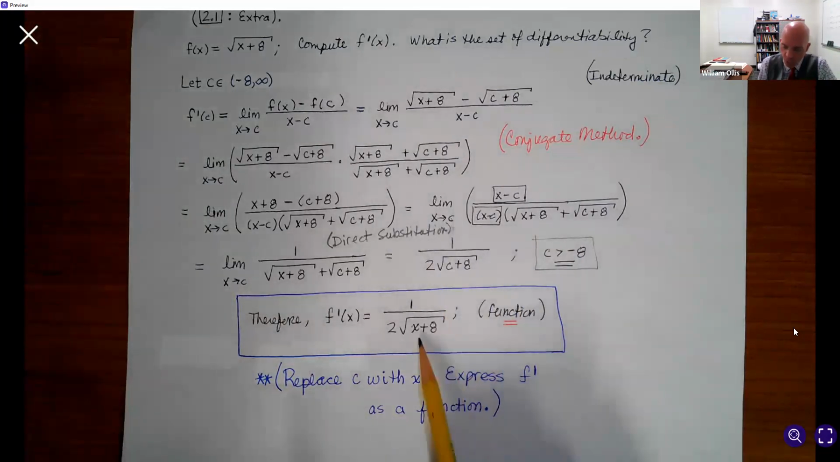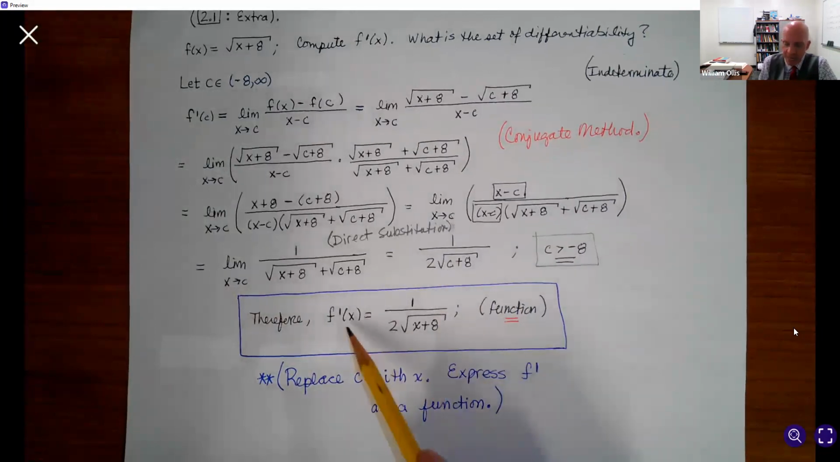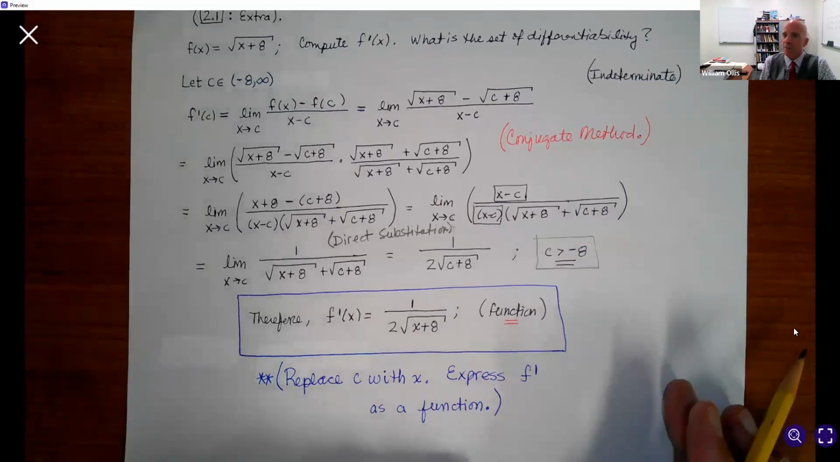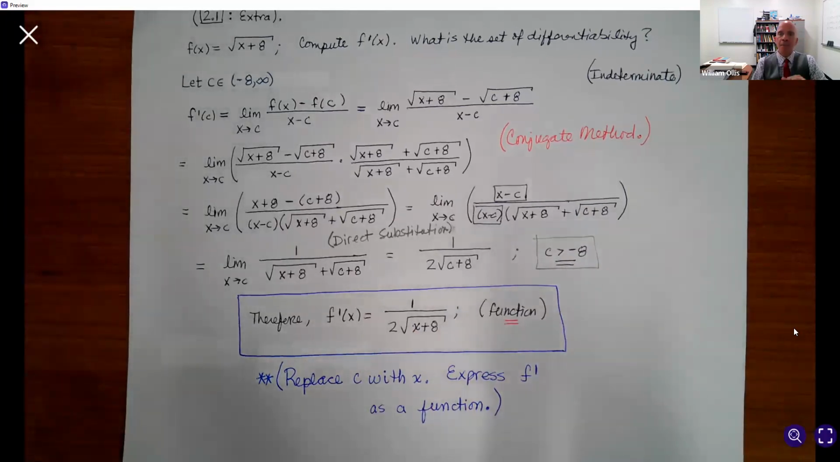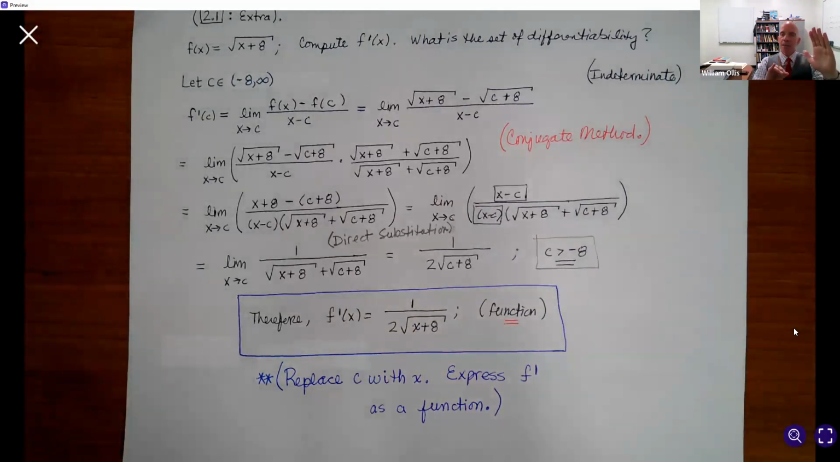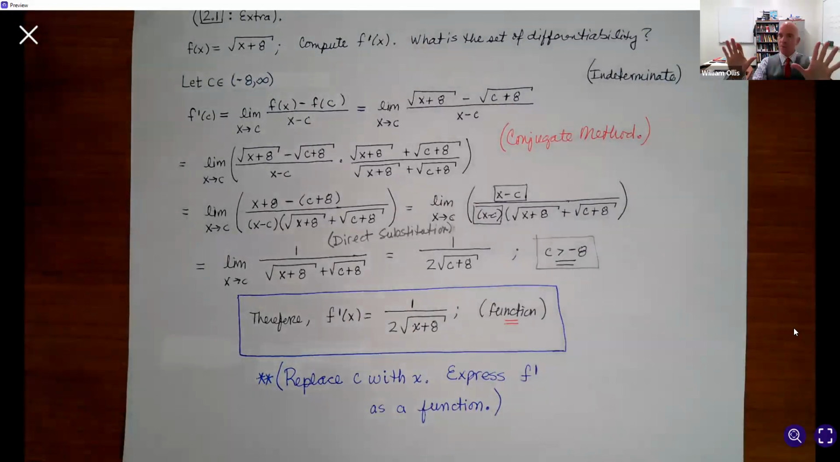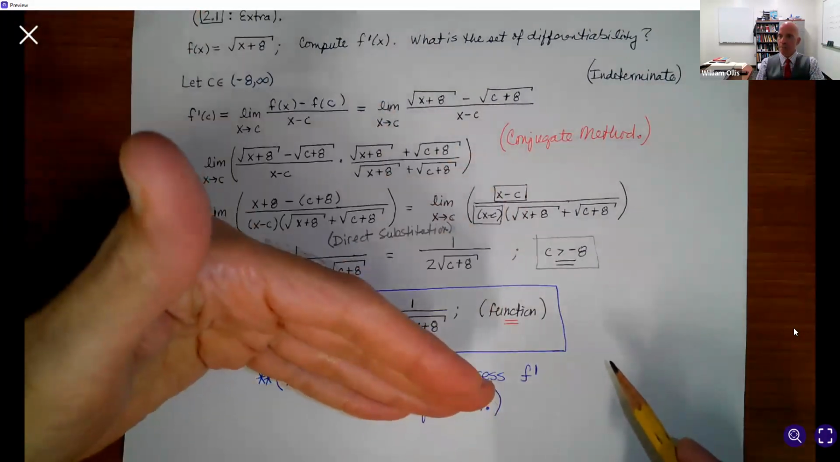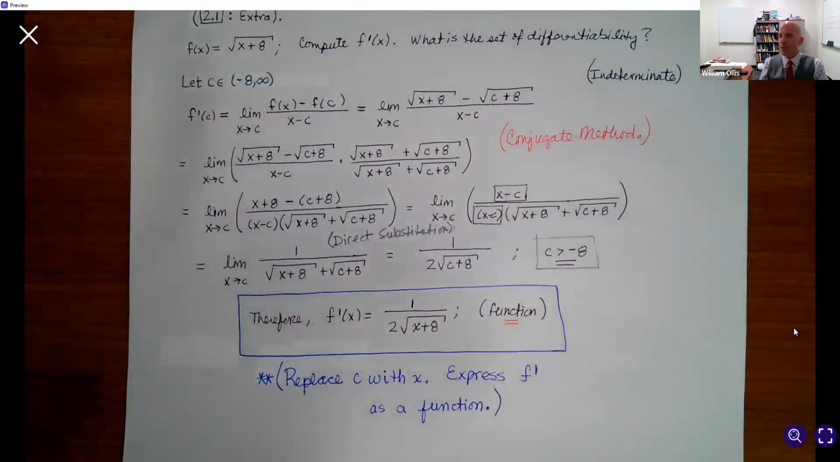So in order to write this as a function, we could just say, okay, switch out the c with x, and now we have f prime of x as a function is just 1 divided by 2 times the square root of x plus a. So like I said before, you can think of computing f prime of c with the second type of derivative formula and then doing this process. And it actually works out very nicely.